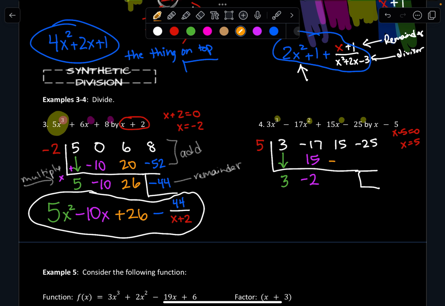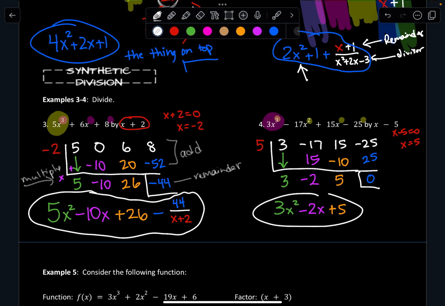5 times negative 2 is negative 10. On the inside, you add, so we get 5. Then we do 5 times 5 is 25. On the inside, you add, so we get a remainder of 0, which is great. In the beginning, we started with a power of 3. So that means our solution is going to be a power of 2. So it's going to be 3x squared minus 2x plus 5. And then that's it. We don't have any remainder.